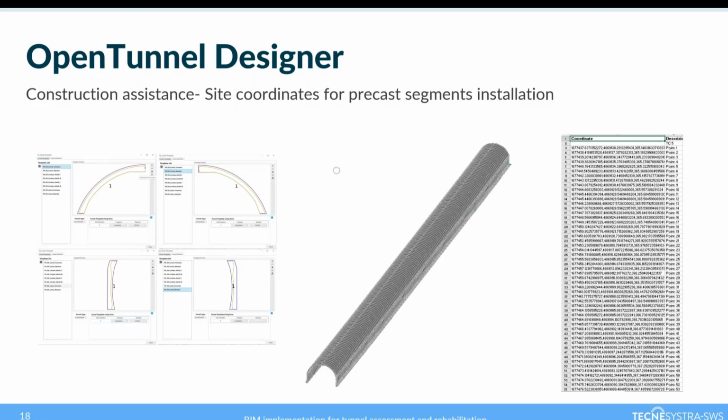Okay, this model represents another type of tunnel renewal solution, aligning with precast segments. This model was drafted with the purpose of extracting the coordinates from specific points. I can extract these coordinates in an Excel file to give construction assistance for the precast segments installation on site.